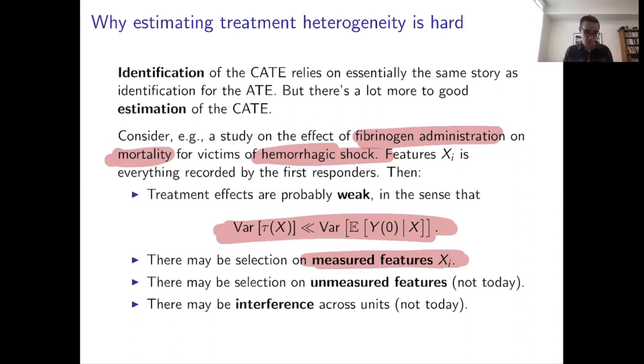There are other difficulties too. There may be confounding due to unmeasured features. There may be interference where, say you gave your dose of fibrinogen to one person, which means you can't give it to someone else. And you have these cross-subject effects. These are both very delicate topics. They're important. Not going to talk about them in this lecture, but I just wanted to flag them so you're aware to look out for them in case they show up in your application.